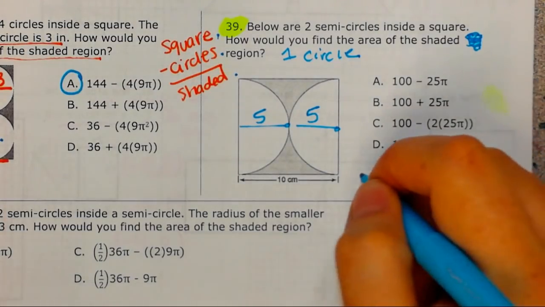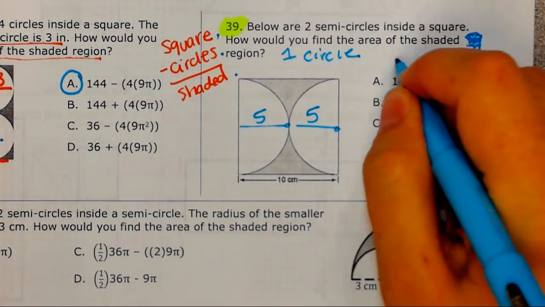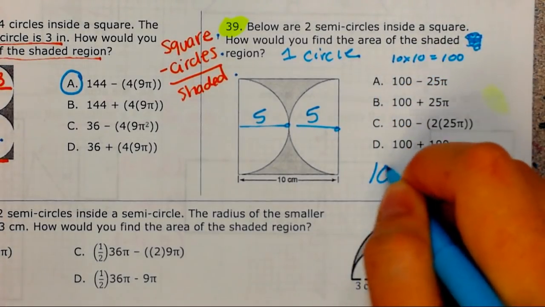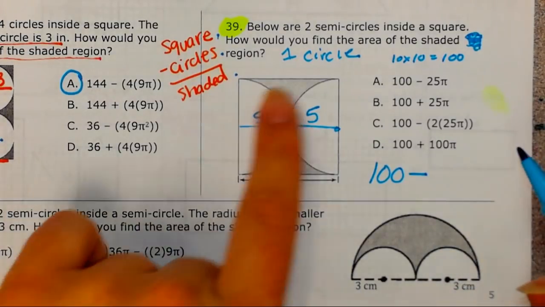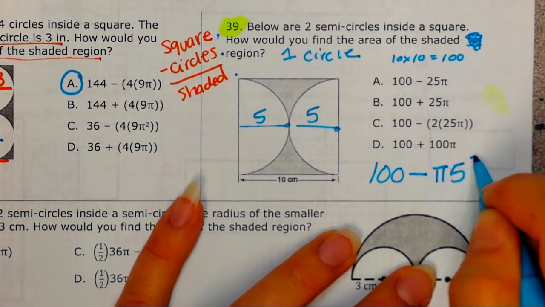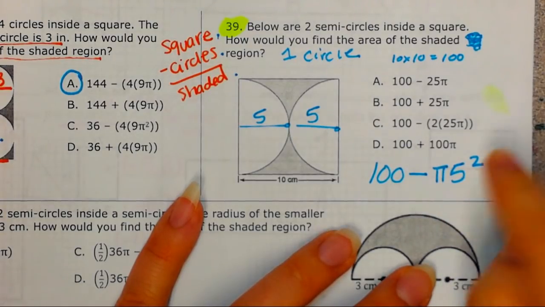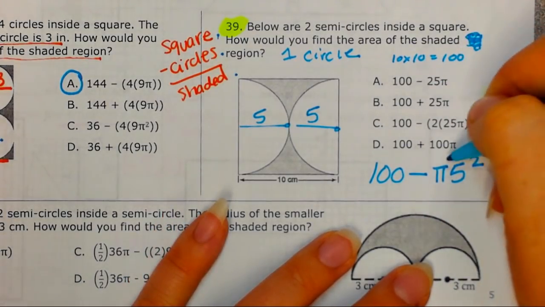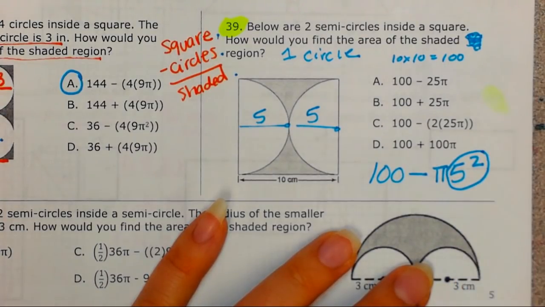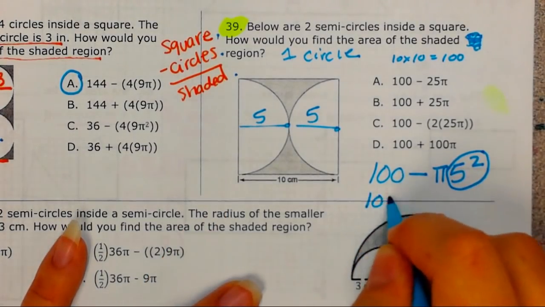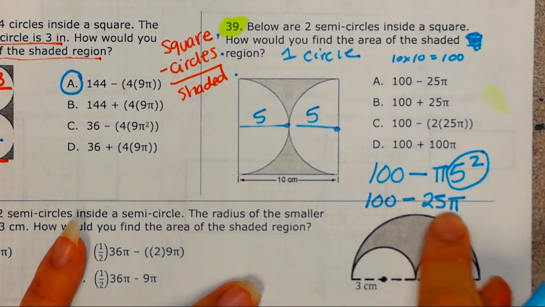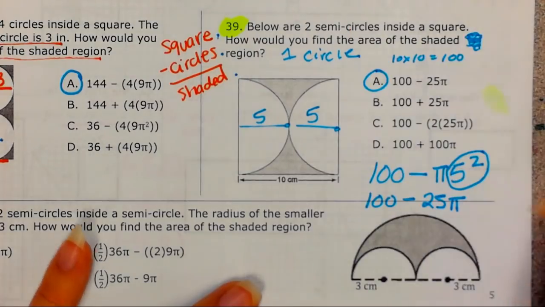Okay. So I would need to find the area of the square, so 10 times 10 is 100. That's why all your answer choices have 100. Okay. And there's only 1 circle, so the formula for that circle would be pi times 5 squared. Okay. Notice that's not in any of our answer choices. That's because they went ahead and squared this 5. Okay. So 5 squared is equal to 25. So really this is 100 minus 25 pi. Answer choice A.